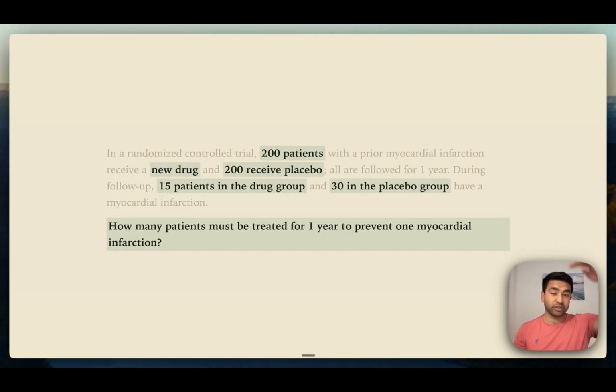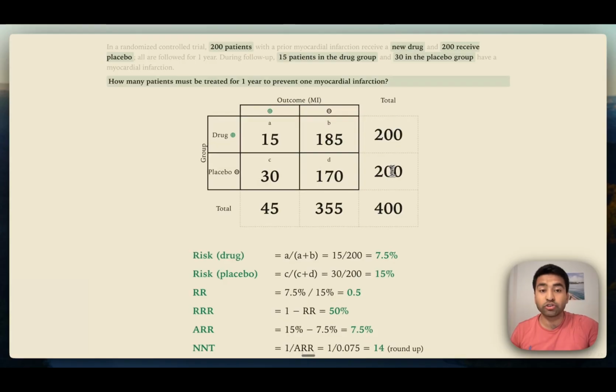What are you going to put at the top? What are you going to put on the side? Before I show you the answer, the truth is always at the top. The truth here is the MIs. Do they actually have MIs? Those will go at the top. And then the drug or the test that you're doing is going to be on the side. So you'll have 200 people all the way here, 200 people all the way here. You have the MI here, and then you have the drug here.